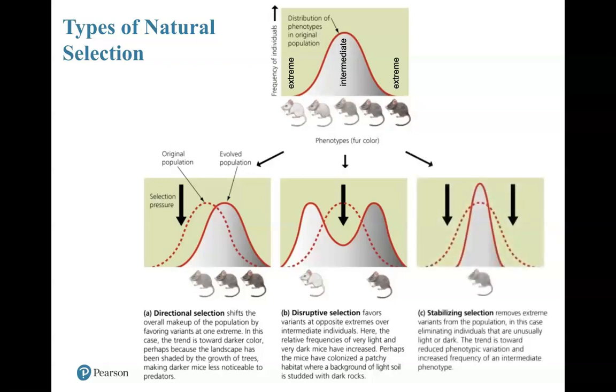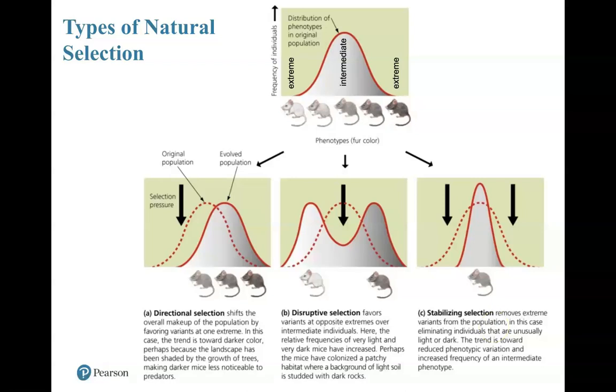The last type of natural selection is called stabilizing selection. And you might have guessed it, now I have only intermediate phenotypes being favored. Those extremes have now been selected against, and we no longer see them in this new population. The intermediates will thrive. So it removes the extreme variance from the population. You can also say that it's going to prefer the intermediate phenotypes.